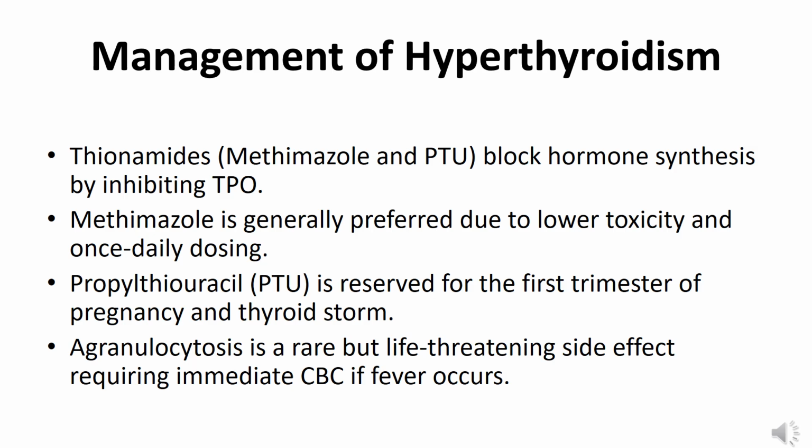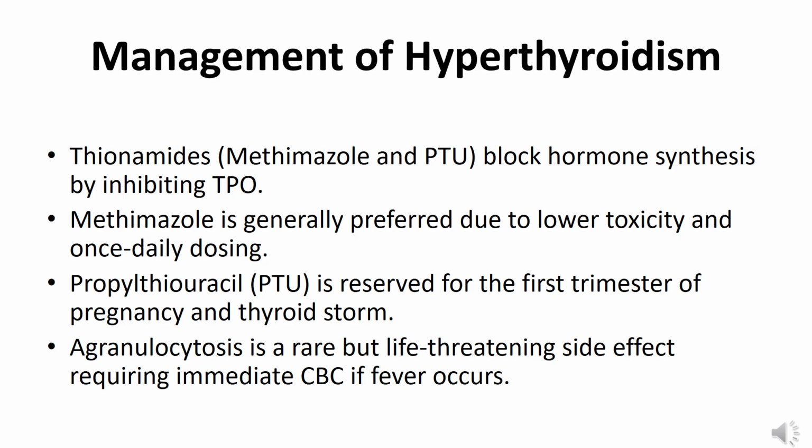One of the main treatment approaches involves medications called thionamides. The two major thionamides are methimazole and propylthiouracil, commonly called PTU. Both medications work by blocking thyroid hormone synthesis inside the thyroid gland. They specifically inhibit thyroid peroxidase, also known as TPO.